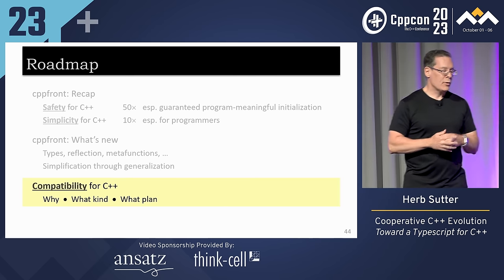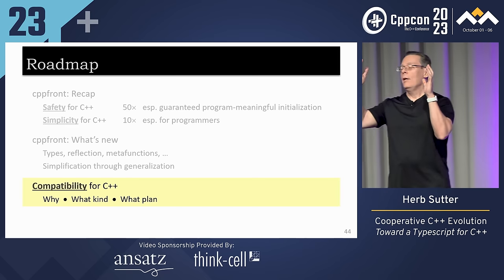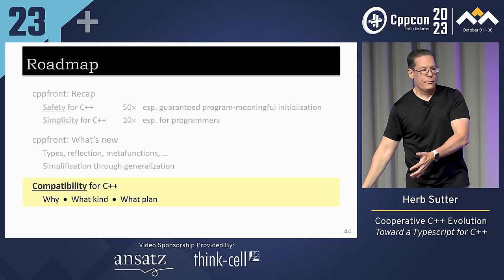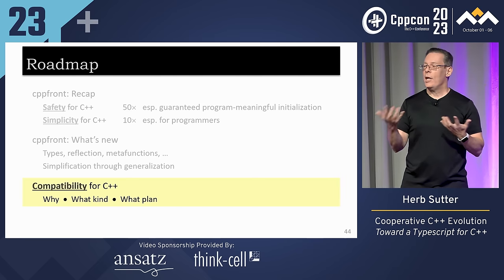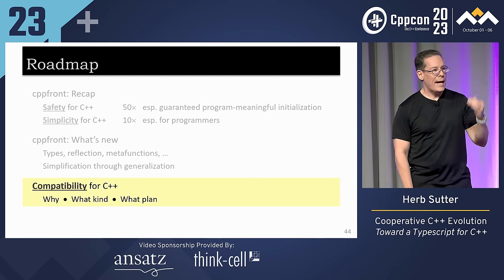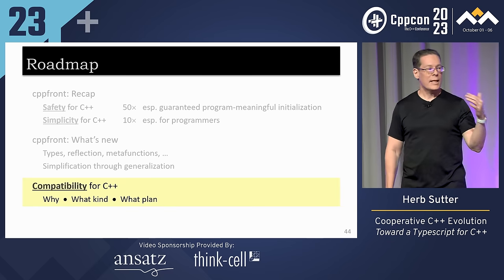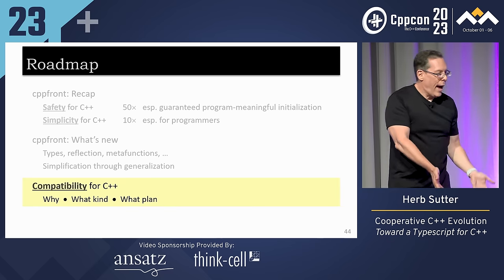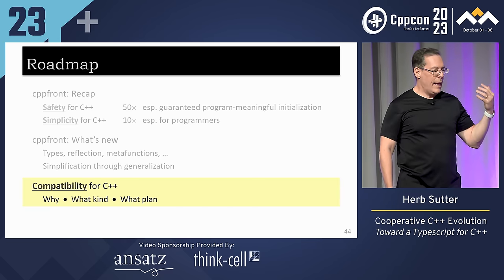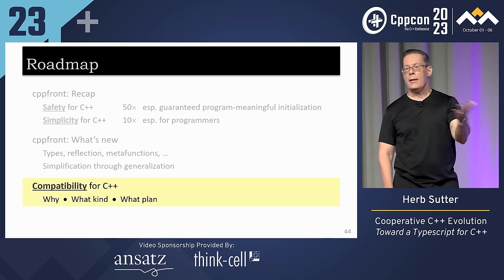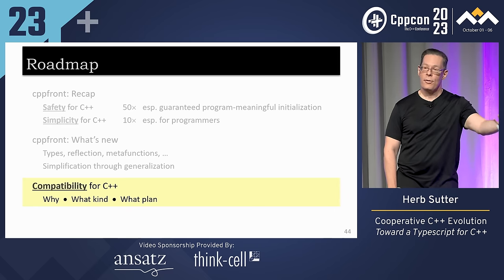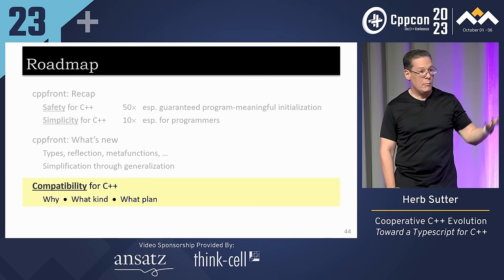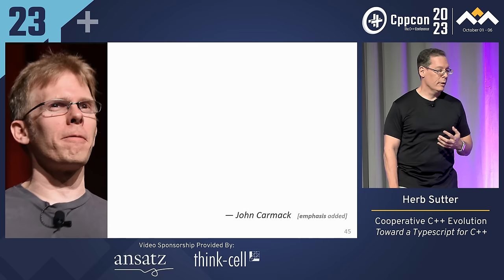Now let me switch topics from features to strategy. There are a lot of experiments out there, and what differentiates them? Compatibility is something that's very important to me and I keep stressing, but why? What kind of compatibility? What plan are you on, depending on your choice of compatibility goals, as you design a new thing that is 10x better, which a number of groups are trying to do?